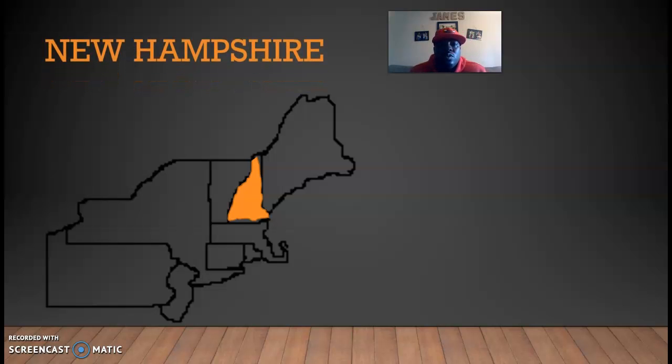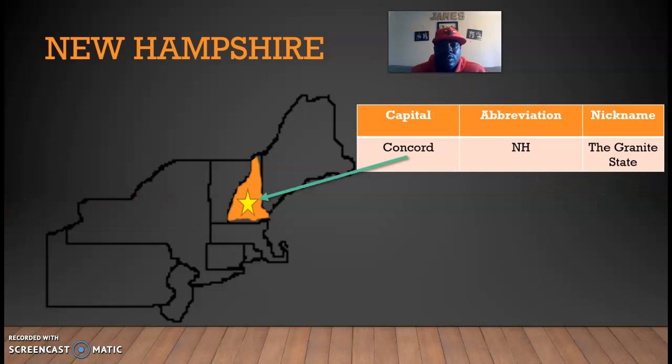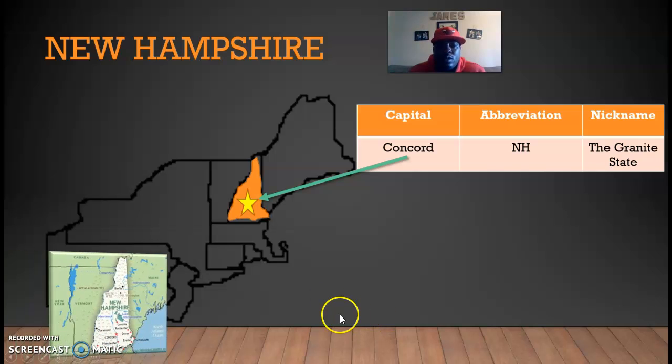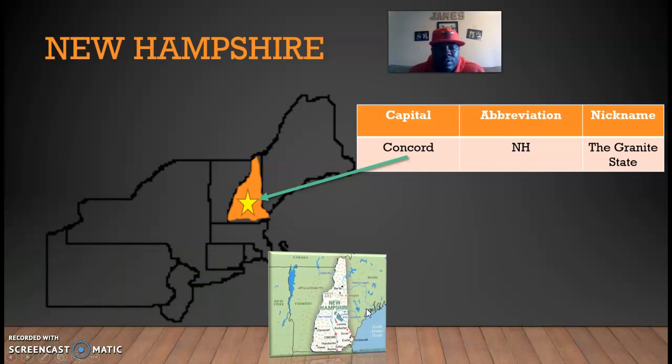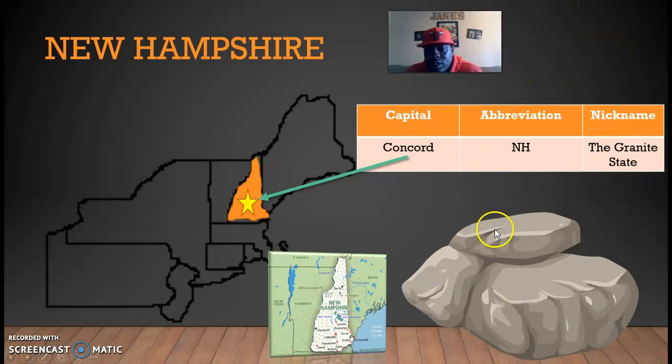Now we go to New Hampshire. New Hampshire's capital is Concord, which is located right here. Now I'm going to explain a rule really fast: anytime it comes to two-letter abbreviations and a state has 2 words like New Hampshire, it's going to have the first letter of those words as its 2-letter abbreviation. So there's a little map version of New Hampshire, and it's known as the Granite State.